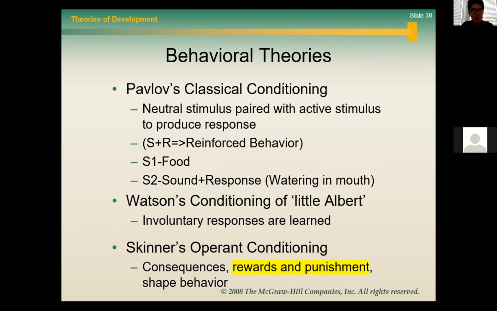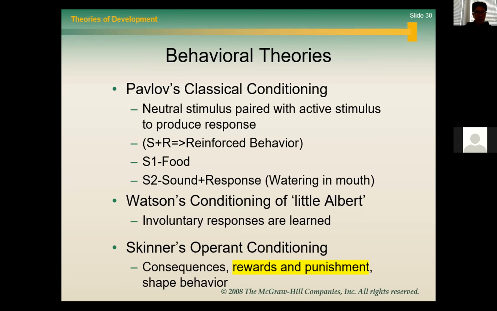The third part of theories is behaviorism, or behavioral theories. Pavlov's classical conditioning concept used a dog experiment. He designed the dog experiment and prepared 2 different kinds of stimuli. The first is food, the second is bell ringing, and the dog's response is watering in the mouth. When he removed stimulus 1, the food, and used bell ringing only, the dog still responded with watering in the mouth. The simple equation: stimulus plus response makes reinforced behavior. It is the equation of behavioral theories.